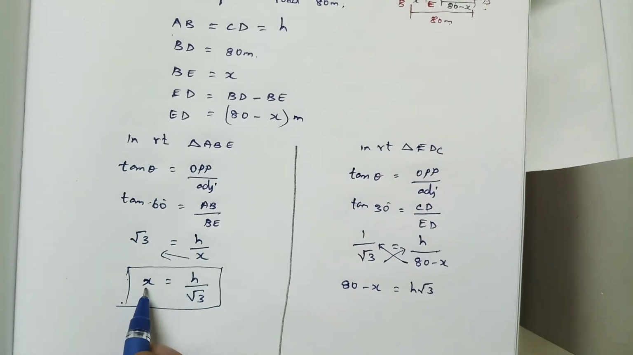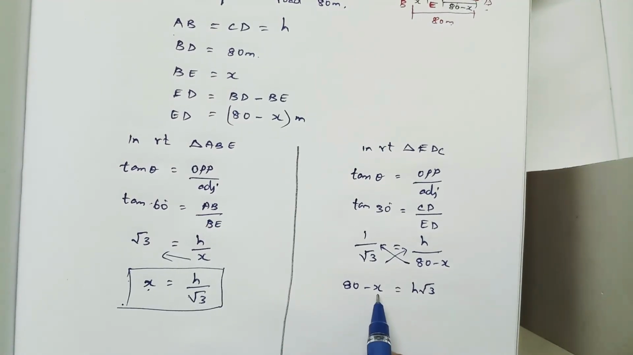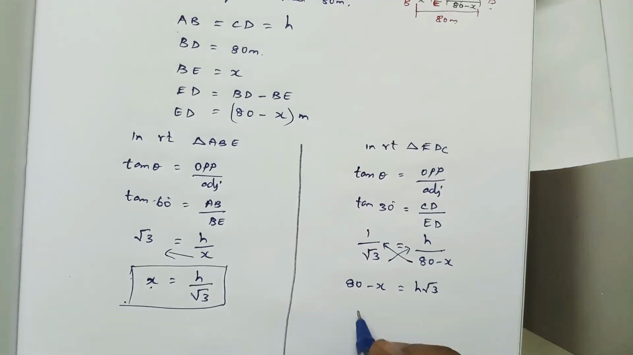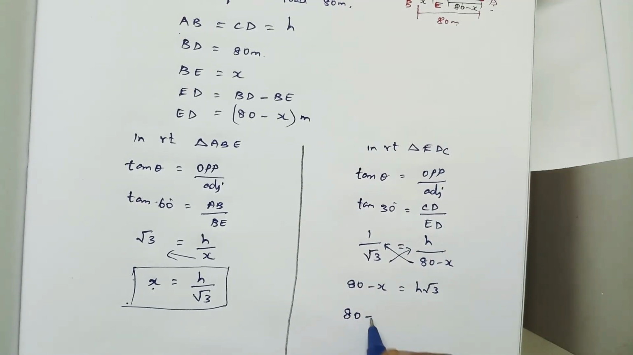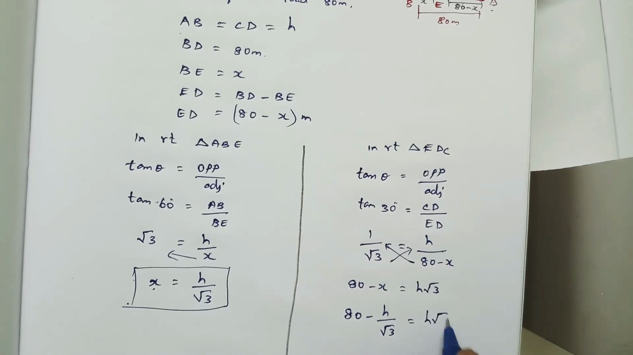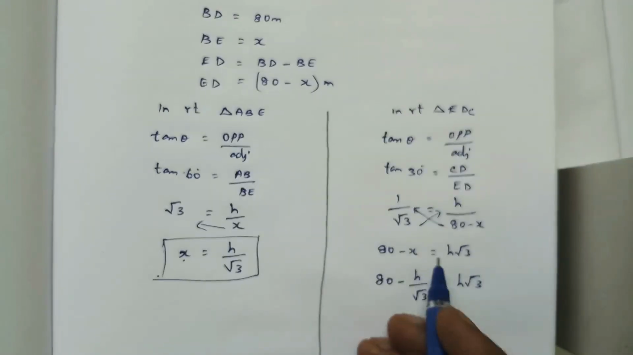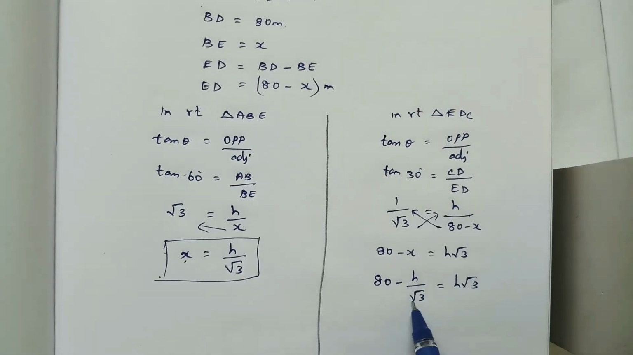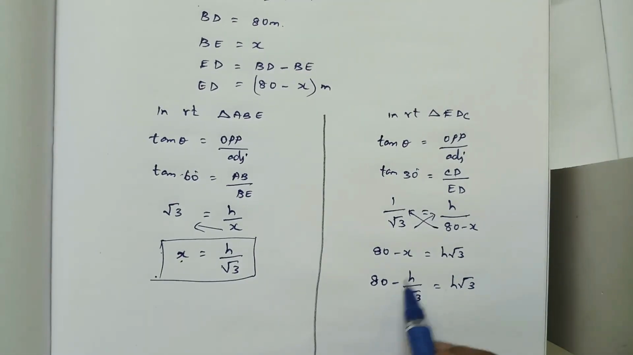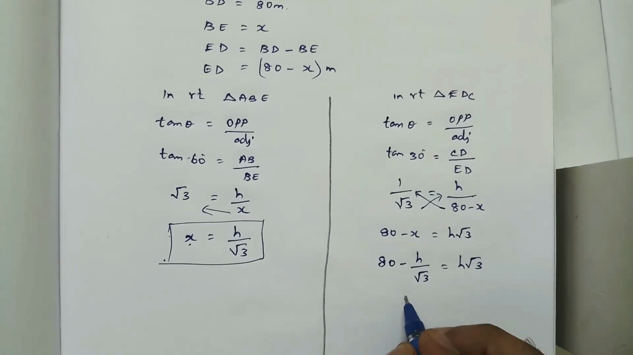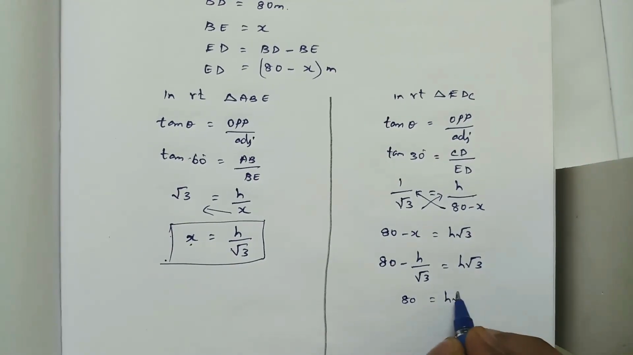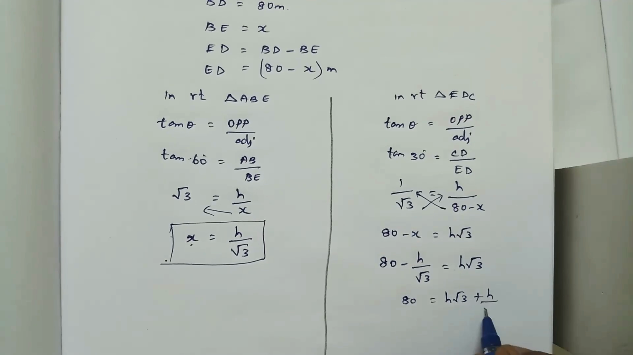Already we know the value of X. What is the value of X? X is nothing but H by root 3. Shall I substitute the H by root 3 in that term instead of X? That is nothing but 80 minus H by root 3 is equal to H root 3, right? I'm just bringing this H by root 3 to the RHS, then minus will become plus. So 80 is equal to H root 3 plus H divided by root 3.